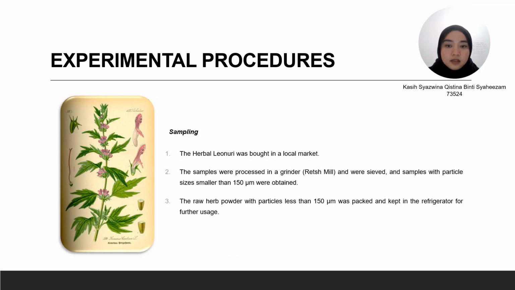For the experimental procedures, I will start with the sampling part, where the herbal material was bought in a local market and then the samples were processed in a grinder and sieved until samples with particle size smaller than 150 micrometers were obtained. Then the raw herb powder with particles less than 150 micrometers was packed and kept in the refrigerator for further usage.